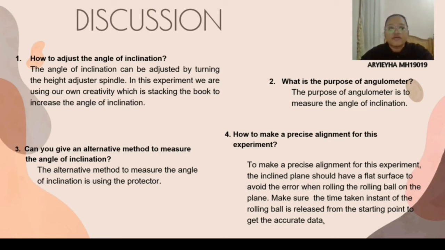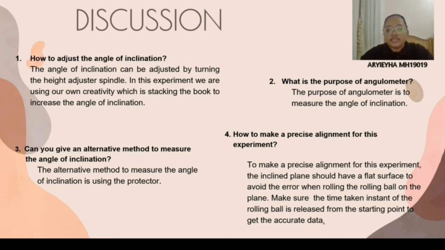So the answer for question 1 is that the angle of inclination can be adjusted by turning the height adjuster spindle. In this experiment, we used our own creativity, which is taking a book to increase the angle of inclination. Question 2: what is the purpose of the angulometer? The purpose of the angulometer is to measure the angle of inclination. Next, question 3. The answer is that an alternative method to measure the angle of inclination is using a protractor.